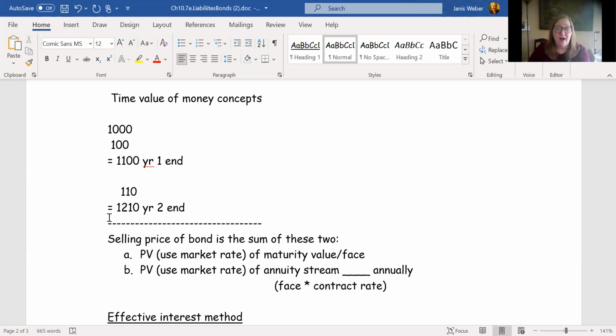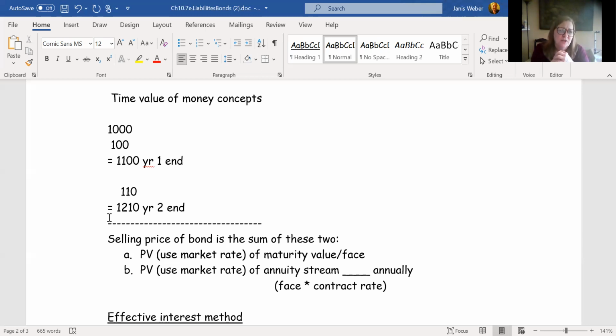Because here's one. If I had $1,000 today and I could get an increase of 10% by putting it in the stock market or something, then by the end of next year I would have $1,100. And by the end of the next year, if I added 10% to that balance, I would have $1,210. So if I have $1,000 today, that's not the same as if I wait a whole year to get $1,000, right? And that's what the time value of money is all about.